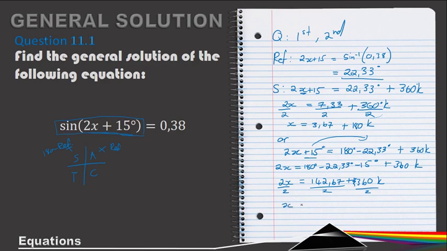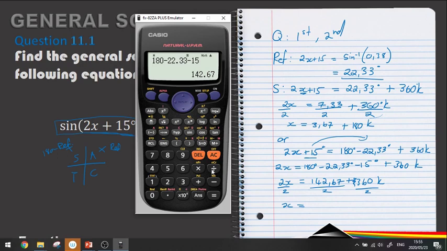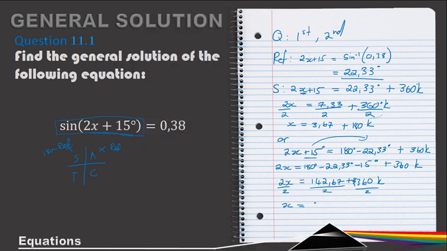And then to get x on its own, I simply divide everything with 2. So x is equal to 142,67 divided by 2. And this gives us 71,34 plus 180k. So these are my two general solutions. We've got this one over here and this one over there.